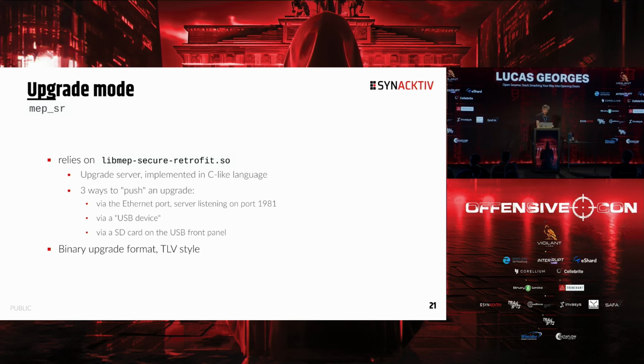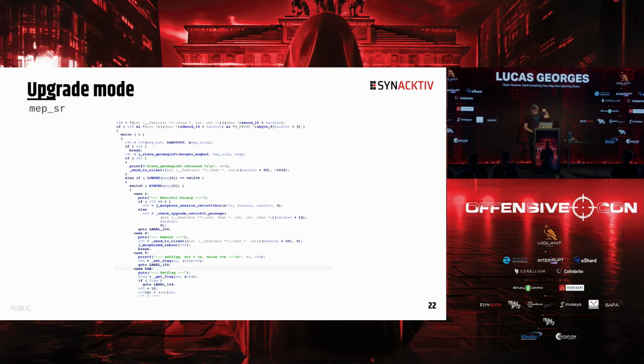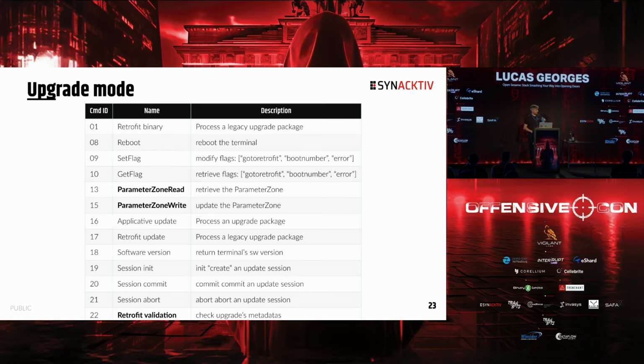The binary upgrade format is really from the 90s. Everything is from the 90s actually. It's a TLV style, so we have our magic 1, 2, 3, 4 for the command, and then based on the second short of the command, we have different server commands available to us. This is a list of the commands that are implemented. We'll focus on the bolded ones: parameters on read, parameters on write, and retrofit validation.